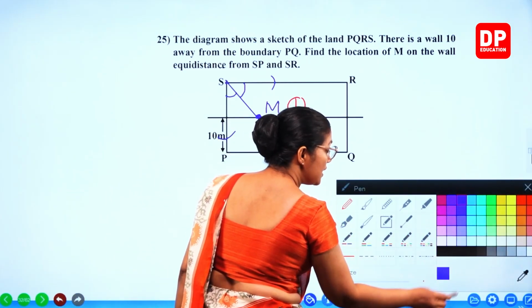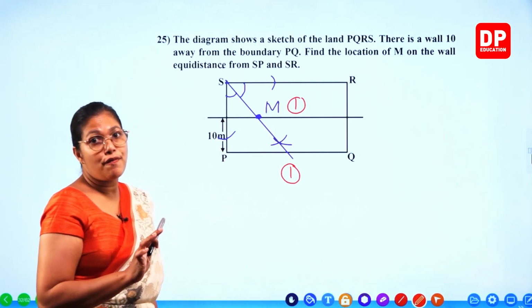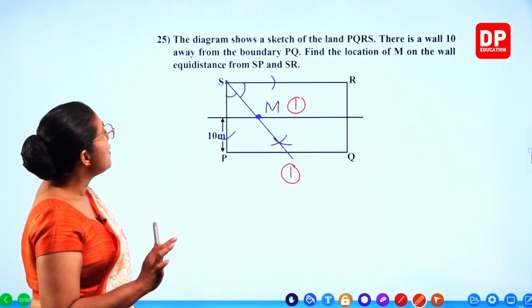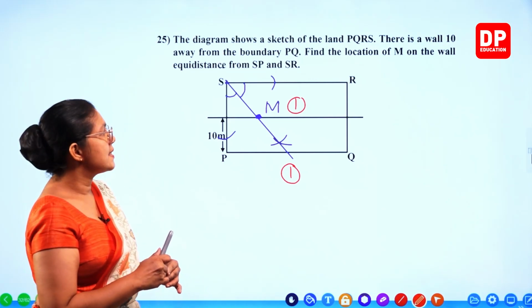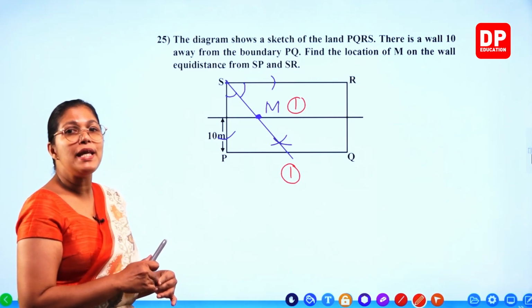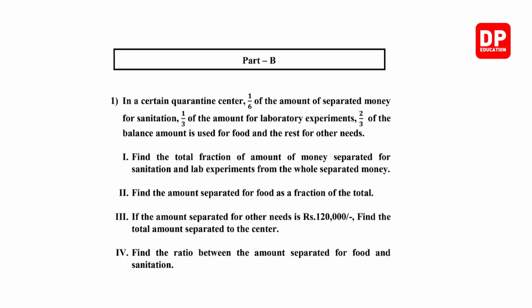So we completed all 25 short questions, and make sure that you do each question within 2 minutes. So let's do part B now. Part B, first question is about fractions. So let's do that.